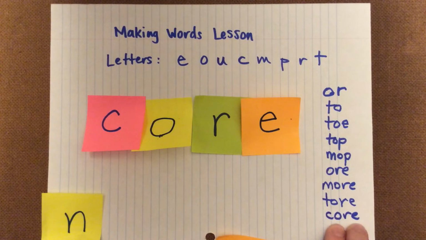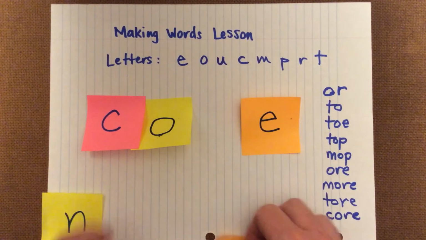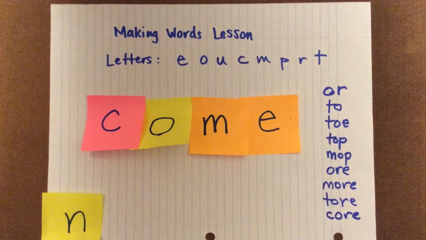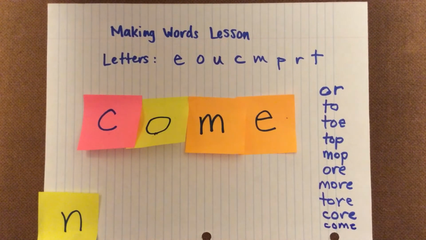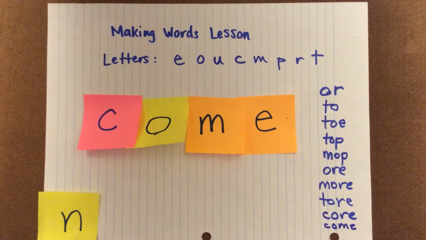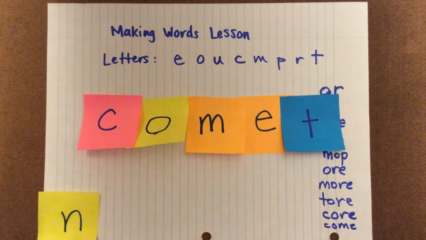After you spell core, change one letter to make the word come. Will you come over to my house? No, not right now. There's physical distancing going on with COVID, but maybe later, maybe in the summer. Come. Think about the letter you hear in the middle. And this is a silent E. I don't say cummy. I just say come. C-O-M-E. Come. Okay, well, if you can spell come, add one letter to make the word comet, the two-syllable word comet. And everything's the same except for we're going to add a T at the end. Comet.